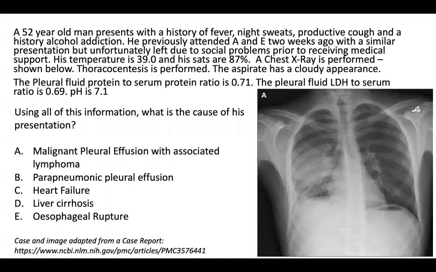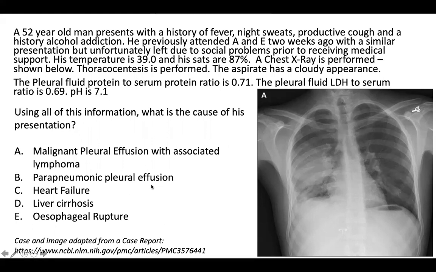Then we're given one last piece of information, which is that the pH is 7.1. This is a really useful piece of information for a couple of reasons. Firstly, does it fit with being infection? Yes. When you've got infection, you're thinking empyema or pleural effusions that are paraneumonic and complicated, and you're getting a pH dropping. This is a bad sign. So this all fits. Just going through that, this is a paraneumonic pleural effusion.